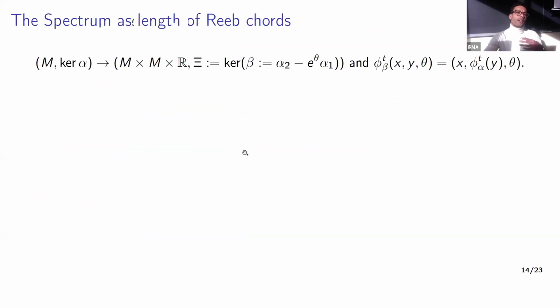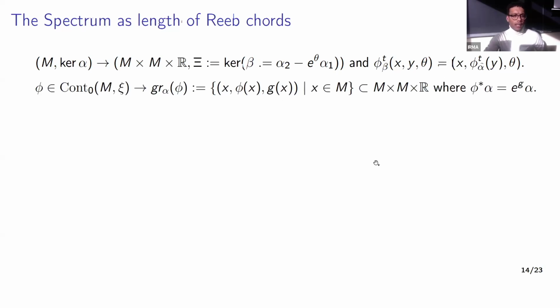Another, more geometric way to see this spectrum: you start with a contact manifold, and you can always associate to it a bigger contact manifold, M times R, whose contact distribution is given by the kernel of the one-form beta equal to alpha_2 minus exponential of theta times alpha_1, where alpha_2 is the pullback of alpha by the projection on the second factor, and alpha_1 on the first factor. The Reeb flow of beta is almost the Reeb flow of alpha, given by this formula. Then to any contactomorphism you can associate a submanifold of M times R, which is what we call a Legendrian, so it is everywhere tangent to the contact distribution.